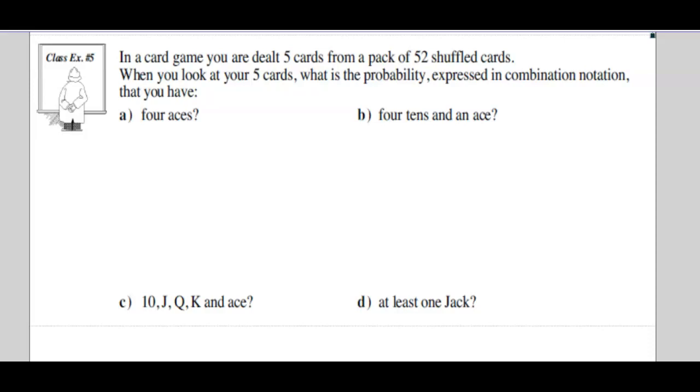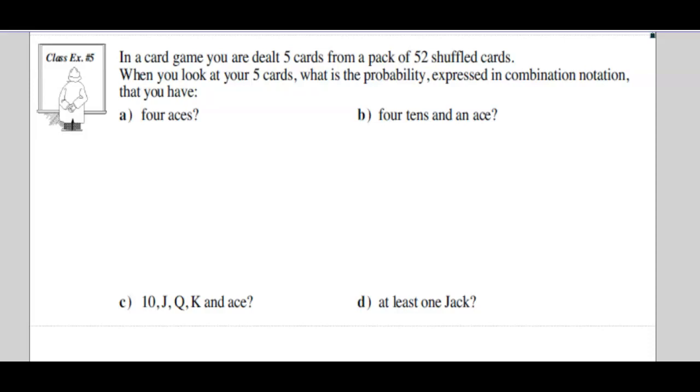Okay? So, dealt 5 cards from a pack of 52. Order doesn't matter, right? When you play a card game and get 5 cards handed to you, you can switch them around into whatever order, but that's your hand. There's no order given to that, unless it's some special game. We're just talking about the actual hand.